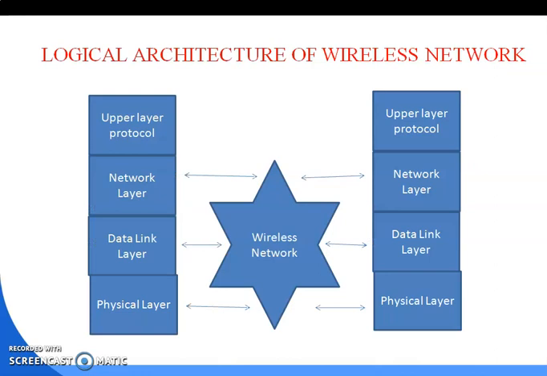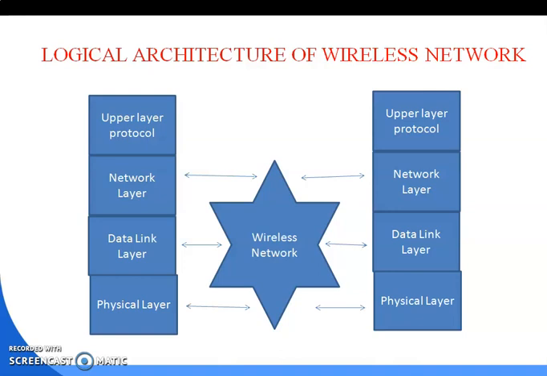And this is the logical architecture of a wireless network. Generally, we have already studied the OSI model. The OSI model has 7 layers: the first one is the application layer, second is the presentation layer, third is the session layer, fourth is the transport layer, fifth is the network layer, sixth is the data link layer, and seventh is the physical layer.